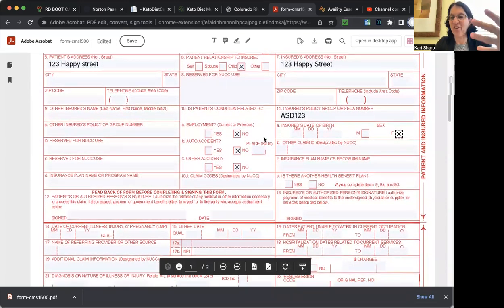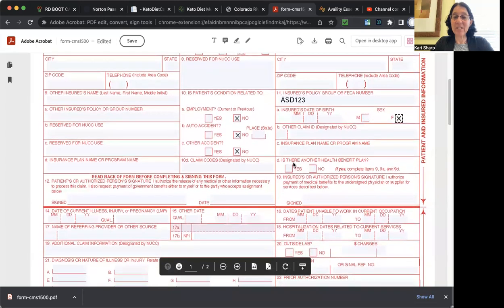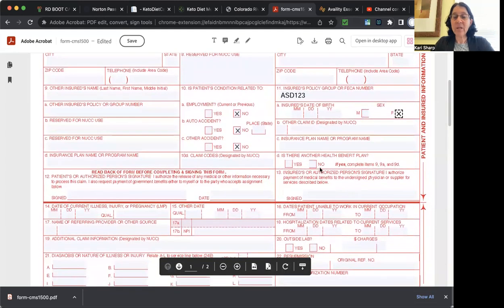And in the digital one, when I walk you through that, this will all be more clear. This is a good one. Is there another health benefit plan? For example, this child was born with cerebral palsy and they're always on Medicaid. That's provided for them by the government, then yes, they would have another insurance plan.